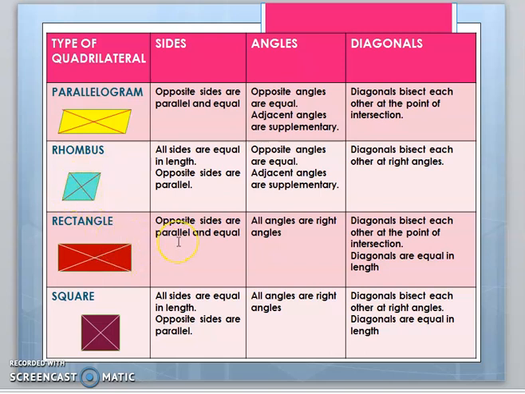Rectangle. Opposite sides are parallel and equal, just like for a parallelogram. All angles are right angles. This is the major property of a rectangle. Diagonals bisect each other at the point of intersection.